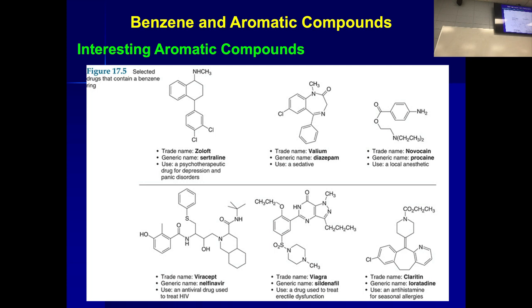And then Claritin. It's that time of year, right? Many of you, myself included, have allergies, right? You start to get stuffy-headed, all this kind of stuff. You have these seasonal allergies. This is an antihistamine. How many benzene rings do you see here?